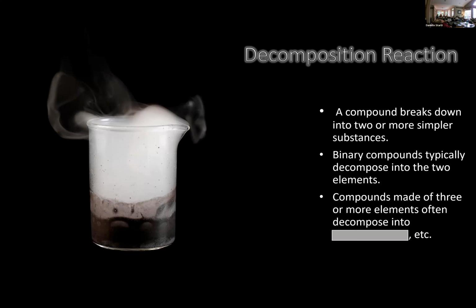It's composed of two things, so it's a binary compound, and it's going to decompose into its two elements, right? Compounds that are made of three or more elements, how do they decompose? Into three or more. Sometimes what we call polyatomic ions, right? So if you have a compound that's composed of only two elements, it's always going to decompose into those two elements separately, because that's a binary compound, and that's how it's going to decompose.